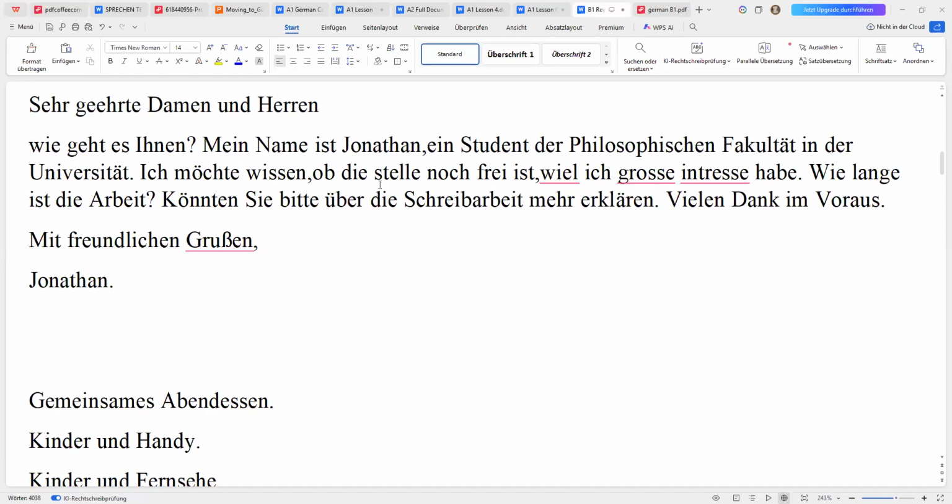For truck driving, which level? For truck driving, I think some need B1, some need B2. So it depends on the employer.